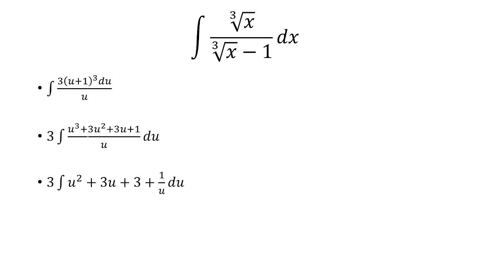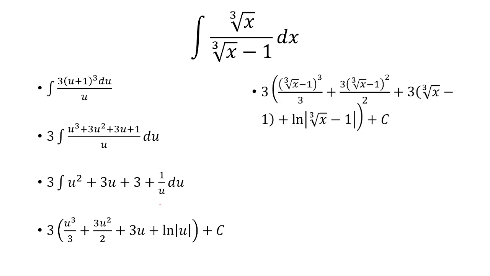Now I can break this up into 4 individual fractions, but notice that u cubed over u becomes u squared. 3u squared over u is 3u. 3u over u is 3, and then we have just 1 over u. Now we find the antiderivative of each of these terms. Replace u with cube root of x minus 1, and with some simplifying, we end up with this expression. So this will be the final answer. Now I did skip a couple steps here, but just know that this is the end result.